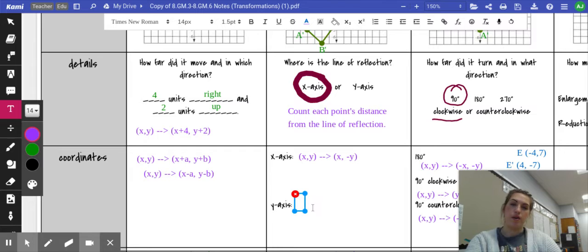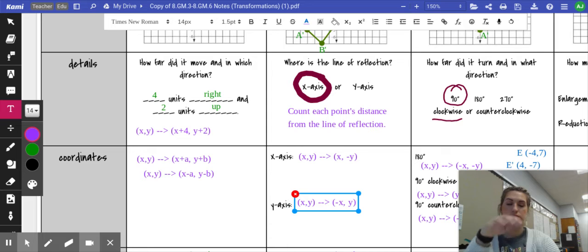If we flip over the y-axis, x, y turns into x becomes completely opposite, but y will stay the same. So x will change sign, y will stay the same. You can think of this: whichever axis you flip over or reflect over, that's the value in your ordered pair that will stay the same. So for the x-axis reflection, x stays the same. For the y-axis reflection, y stays the same. The other one flips.